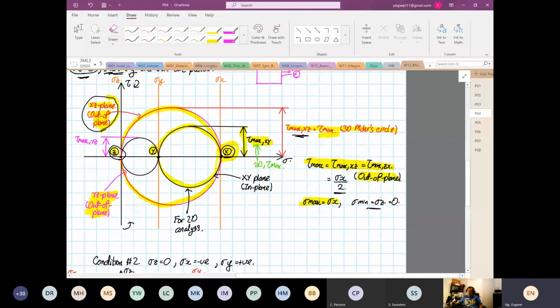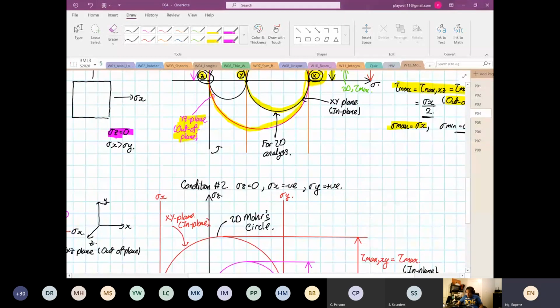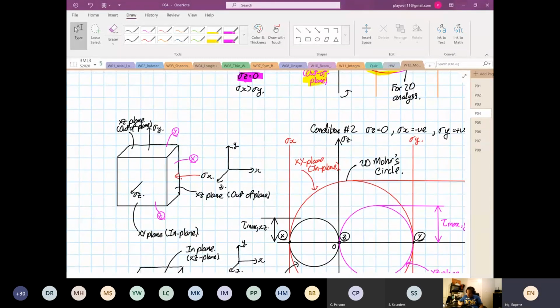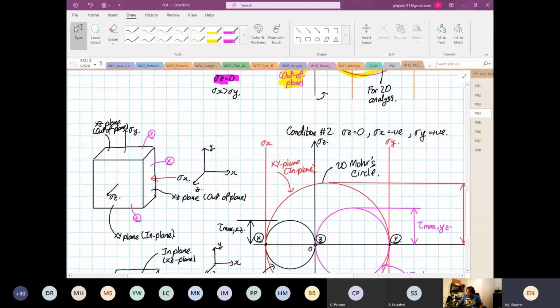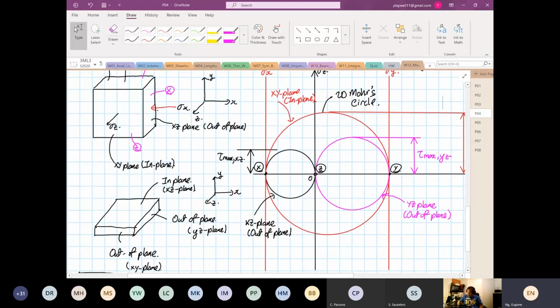Now let's look at another condition. Condition number 2: stress Z is equal to 0, no problem. But now stress X is negative, stress Y is positive. As you can see down here, we are able to locate three points on the Mohr circle: point X, point Y, and point Z. Because point Z has what? Zero normal stress.